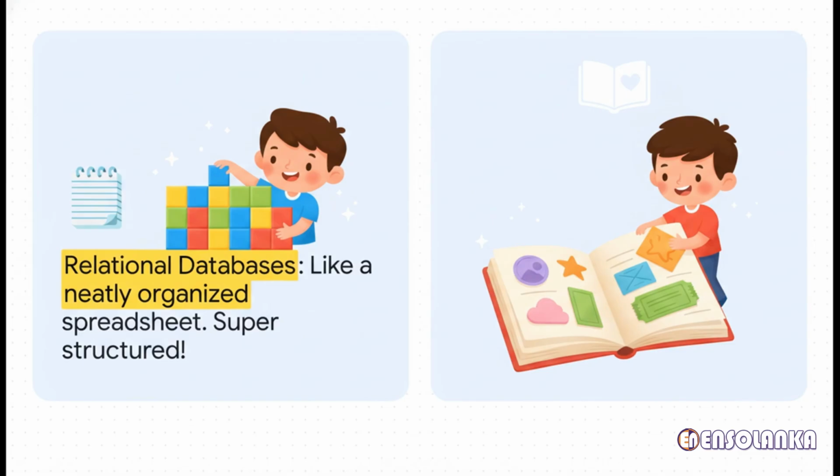On one side, you have relational databases. Think of these like super neat and tidy spreadsheets with organized tables. Everything has its place. On the other side, you have NoSQL databases. These are more like a flexible scrapbook, perfect for all sorts of information that doesn't really fit into neat boxes. We're going to start with the super organized kind first.